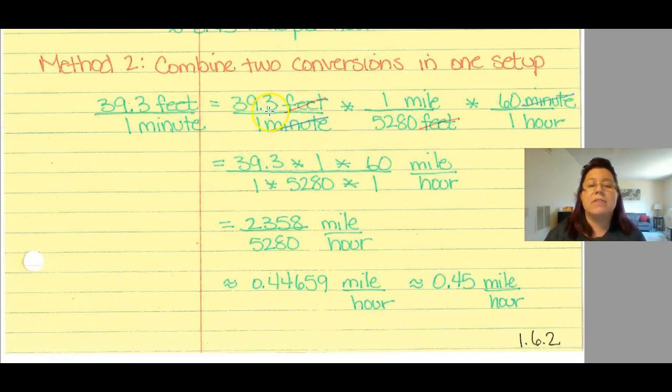All right, 39.3 feet per 1 minute. I need to multiply it by, well, 1 mile per 5,280 feet times 60 minutes per 1 hour. Now you might be wondering why is this flipped? Well, because I need the hour to end up on bottom. I need my time to end up on bottom. The minute will cancel, and I'm left with hour on the bottom. It's per hour. Now I'm going to do the multiplication all in one step, and I still get approximately 0.45 miles per hour.